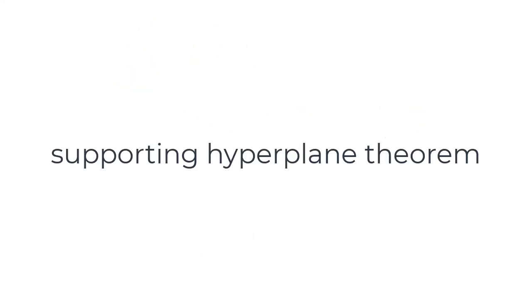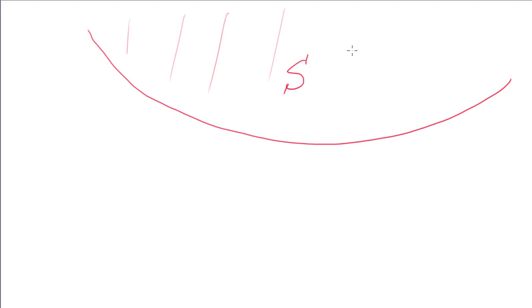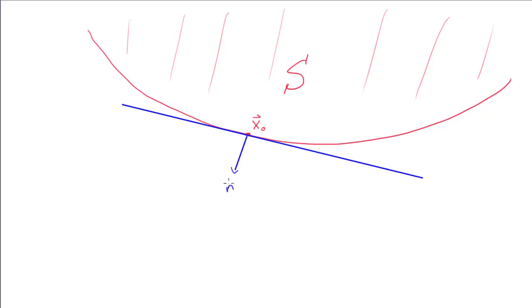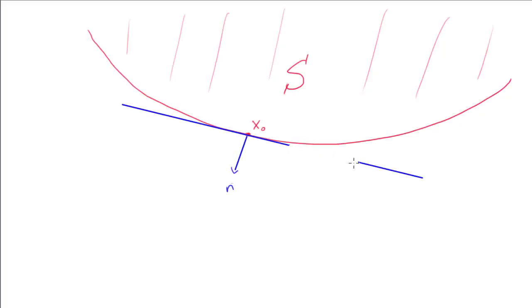The supporting hyperplane theorem now is what we'll be proving. Given a closed convex set and a point on the boundary of that set, there exists a hyperplane that goes through that point so that S lies below the hyperplane. This hyperplane is then a supporting hyperplane. The proof requires a little bit of analysis, which I know you don't have, but it shouldn't be too bad.